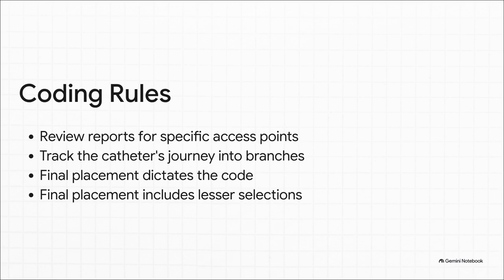The final anatomical placement of the catheter is what dictates your code. If its final destination is the left superficial femoral artery, you code for that final placement. And remember, that final placement code inherently bundles in all the lesser first-order selections made along the way. So you don't code every single pit stop, just the final destination.